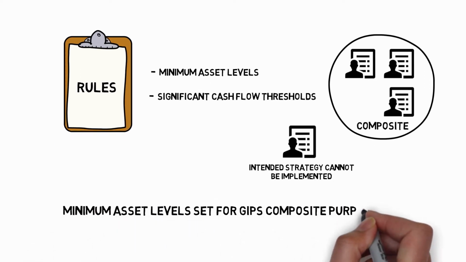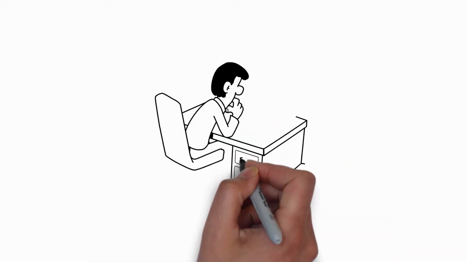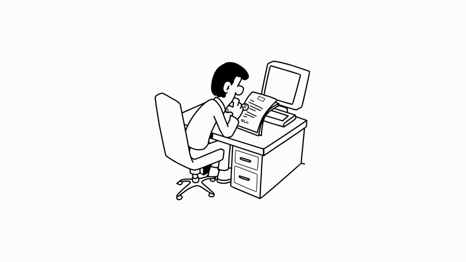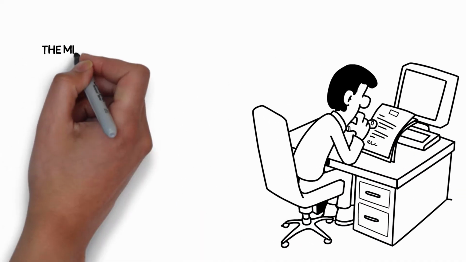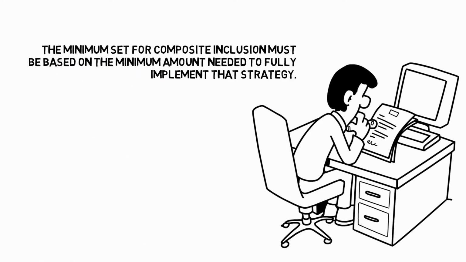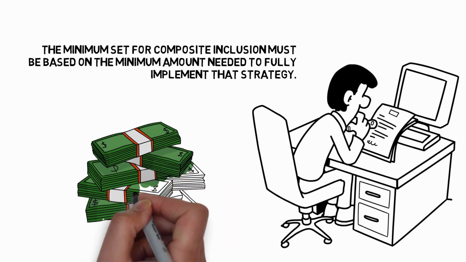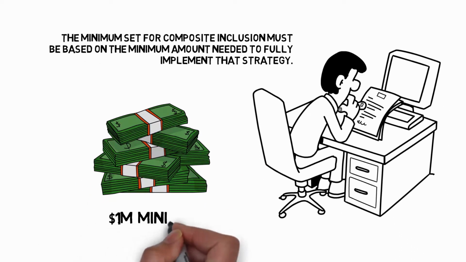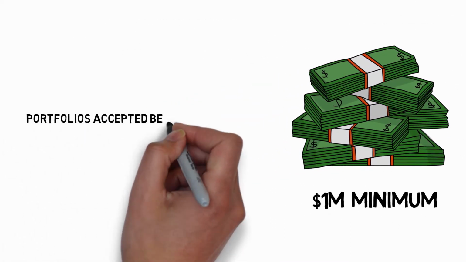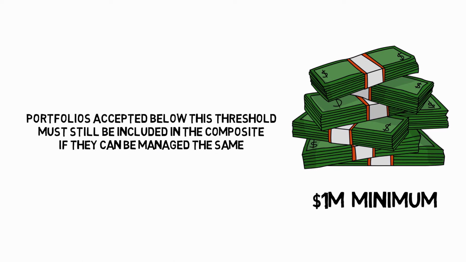Minimum asset levels set for GIPS composite purposes are different than minimums your firm may set for marketing purposes. While your firm can state any marketing minimum desired for the portfolio sizes you hope to attract, the minimum set for composite inclusion must be based on the minimum amount needed to fully implement that strategy. For example, even if your firm states that your strategy has a $1 million minimum, portfolios accepted below this threshold must still be included in the composite if they can be managed the same as portfolios over $1 million.